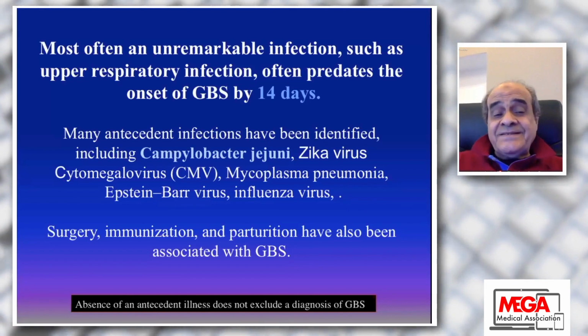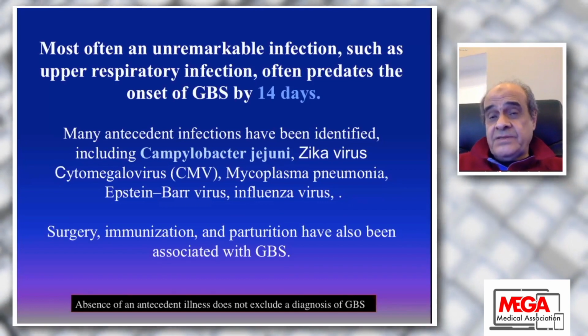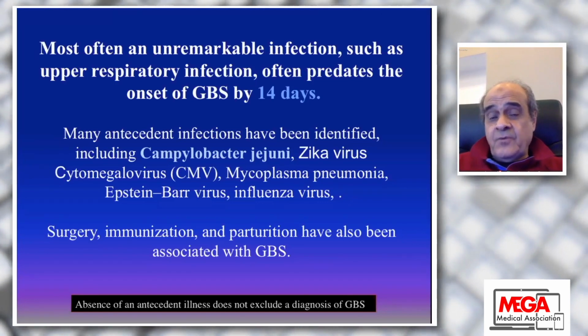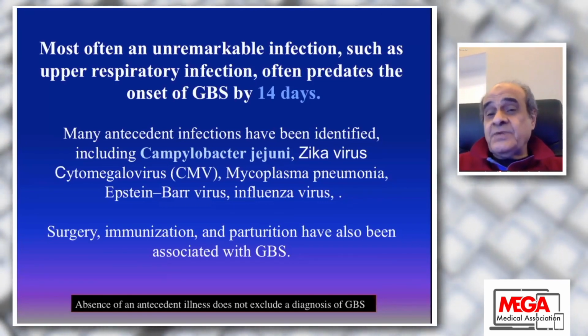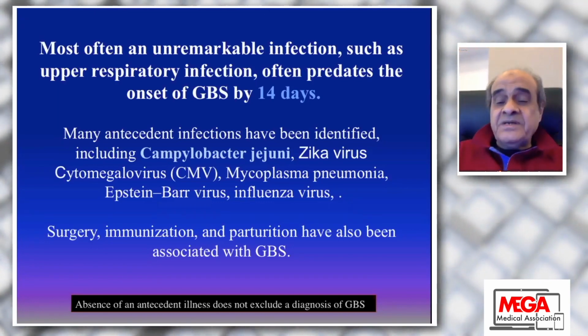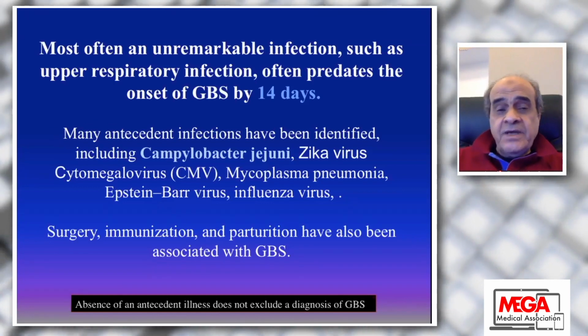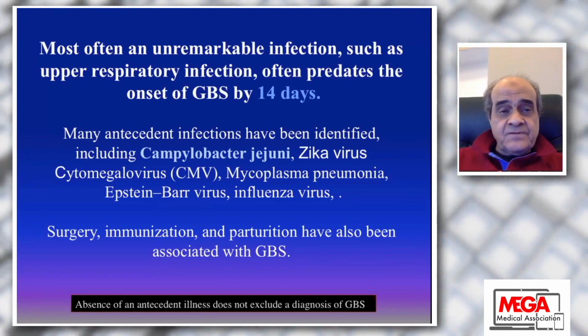Absence of antecedent illness doesn't exclude a diagnosis of Guillain-Barré syndrome. Suppose the patient has not suffered from previous infections. This does not mean the patient has no Guillain-Barré syndrome. It may be some sort of autoantibody or autoimmune reaction to other factors.